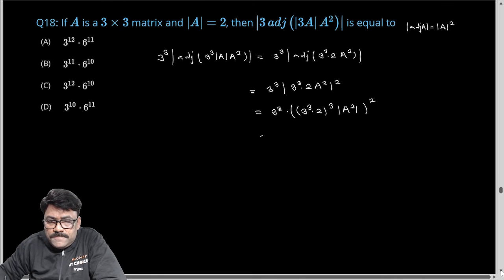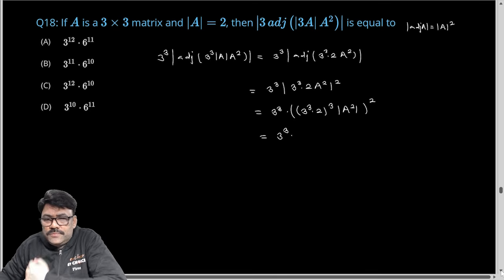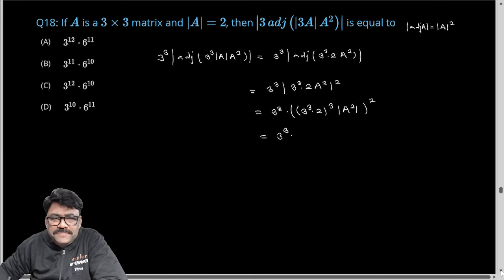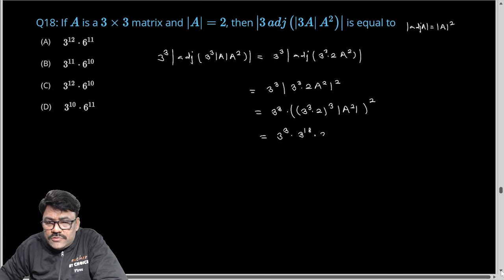Now you are getting what? 3 cube. This 3 into 3, 9, and then again 2, 3 into 3, 9, into 2, 18. So it is 3 raised to 18. Then 2 raised to 3 and 2, 2 raised to 6. And then determinant of A raised to 4, which is 2 raised to 4.